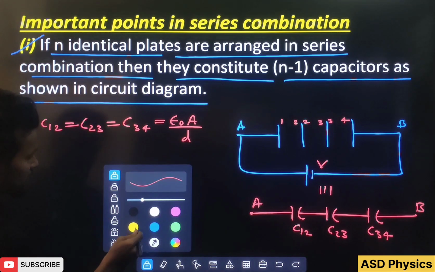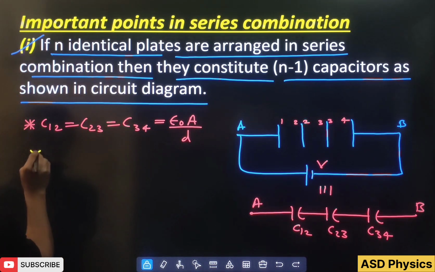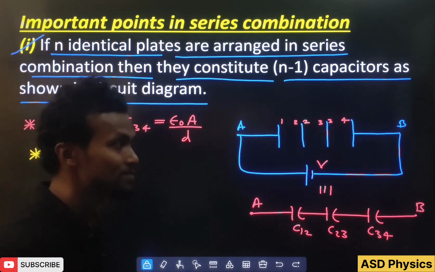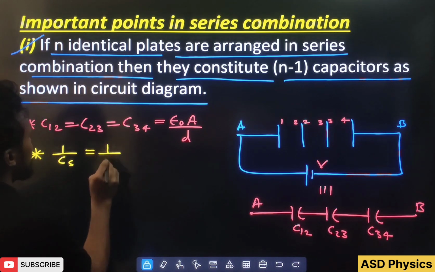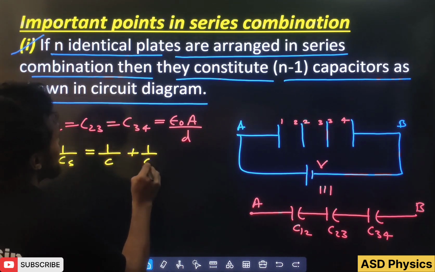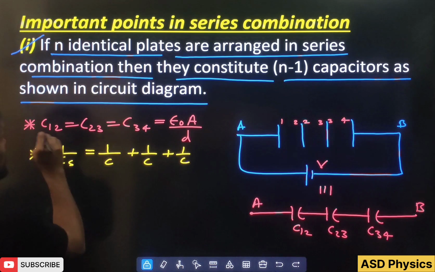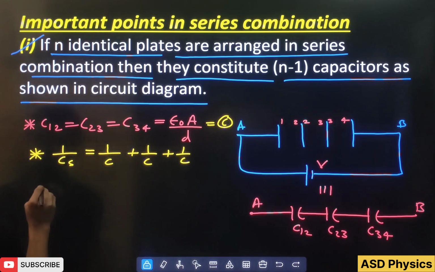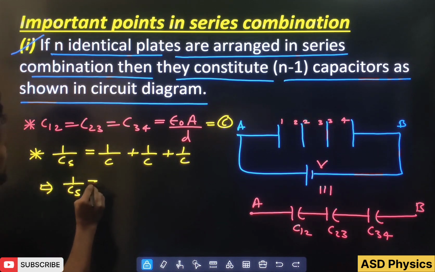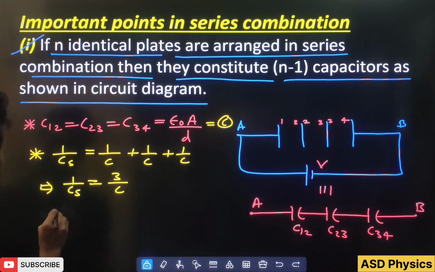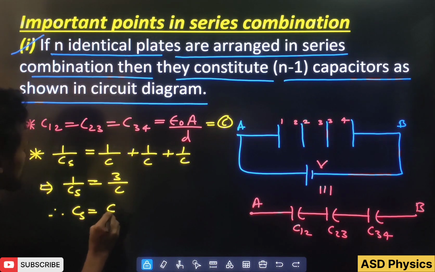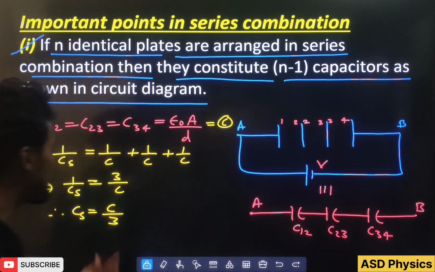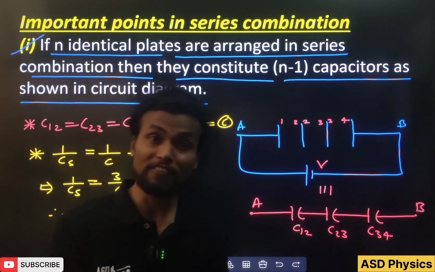Now, for identical capacitors, again I am telling you, we know that 1 by Cs equals 1 by C1 plus 1 by C2 plus 1 by C3. Here all are identical, so let's take all of them as C. So 1 by C plus 1 by C plus 1 by C. So 1 by Cs is equal to 3 by C. Hence Cs will become C by 3. So when 3 identical capacitors are connected in series, the formula is C by 3. 4 means C by 4, 5 means C by 5.